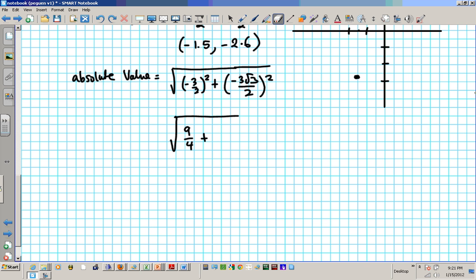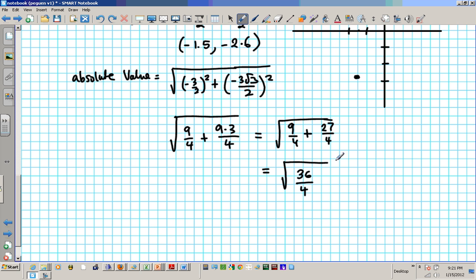Let's square them one by one. 9 times 3 over 4. You notice what happened here? Everything got squared. This one got squared, that got squared, that got squared. Like that, right? So now you're going to have 9 over 4 plus 27 over 4, all under the square root. That's going to become the square root of 9 plus 27, which is 36, so 36 over 4.